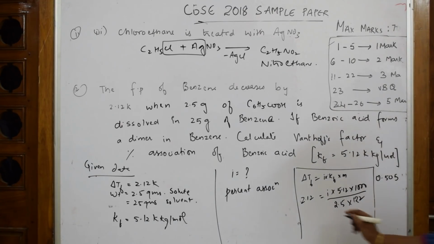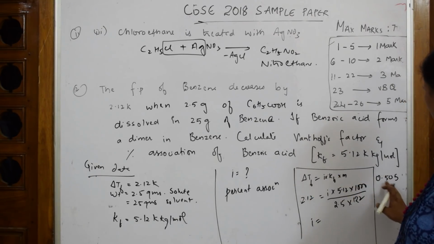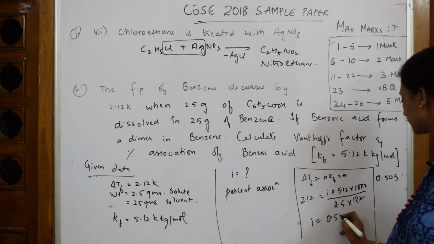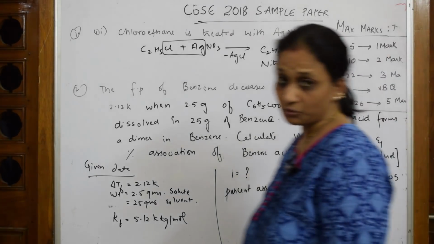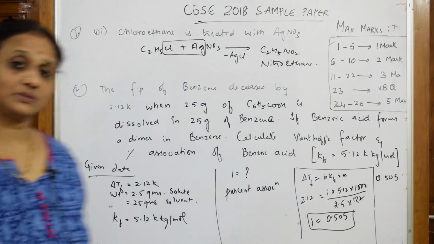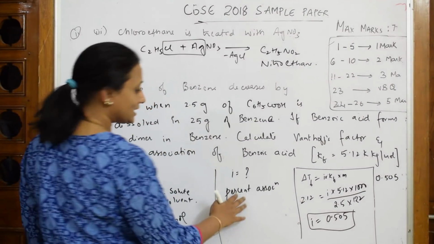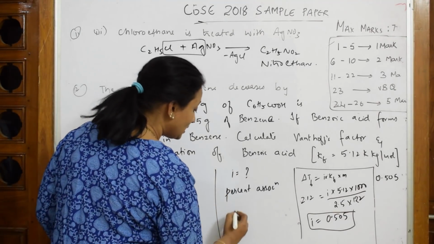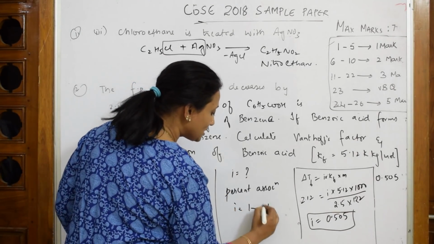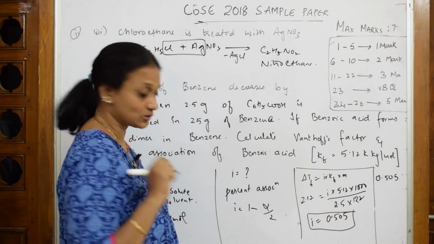When I solve this for the i value, I get an answer of 0.505. This is your i value. Number of moles and the volume of the solution I already took. Now with this I need to find the percentage. So what is the formula for i which we took already? i is equal to 1 minus alpha by 2. This is for association, which we did already.